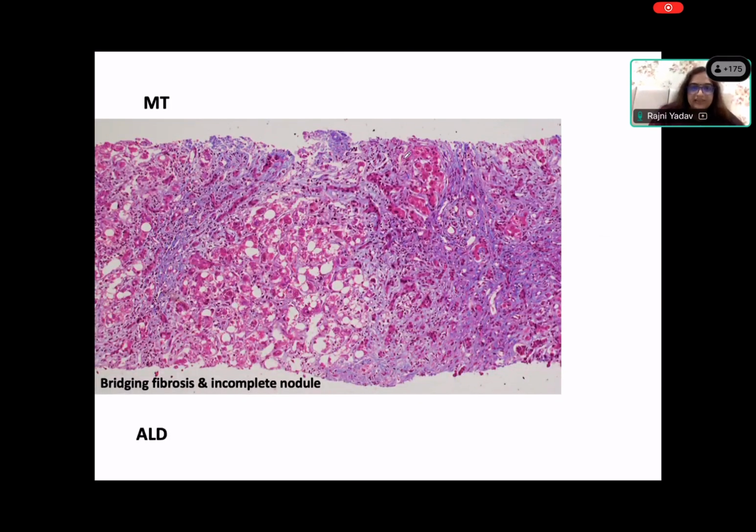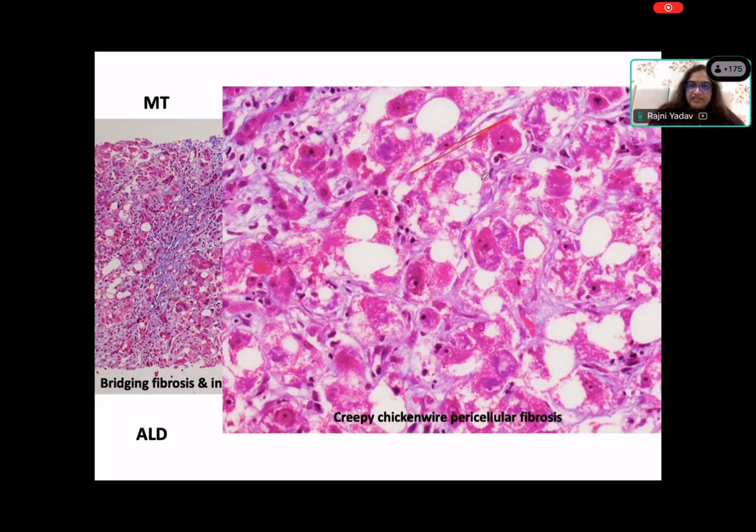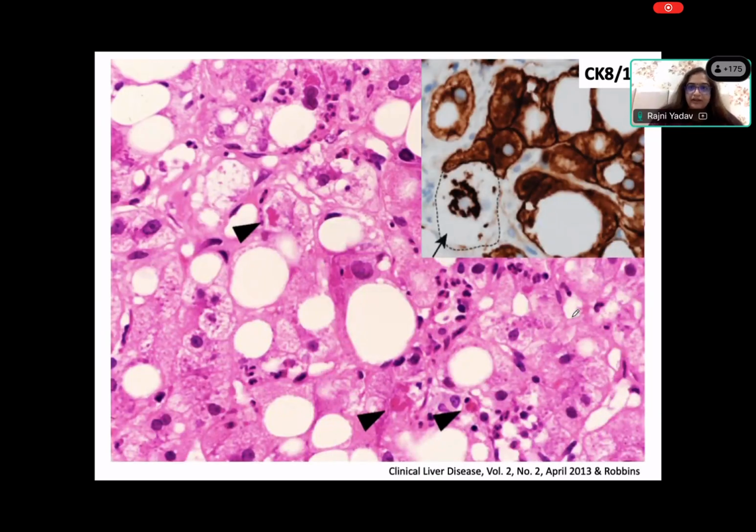Then if you see in the MT, we can see these are the nodules, and in between there is also fibrosis. This is the chicken wire fibrosis, which is in between the hepatocytes. And see what is the advantage of MT? It beautifully highlights your Mallory-Denk bodies also. They are stained blue, whereas normally the hepatocytes will be red. So the Mallory-Denk bodies are blue. Now, because these are intermediate filaments, CK8/18 IHC can be used to highlight these. They combine, the intermediate filaments and the heat shock proteins, to form these bodies.